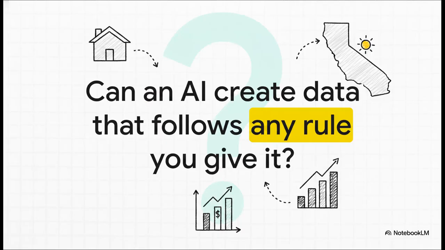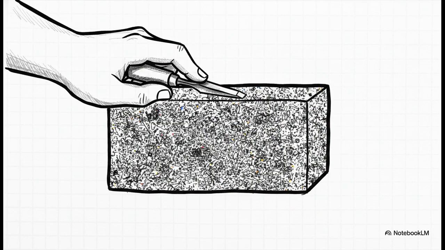So, this is really the big question, isn't it? Can we actually get an AI to spit out, say, a synthetic customer profile that is guaranteed to be a homeowner from California and falls within a very specific income bracket? Well, the answer isn't a simple yes or no.